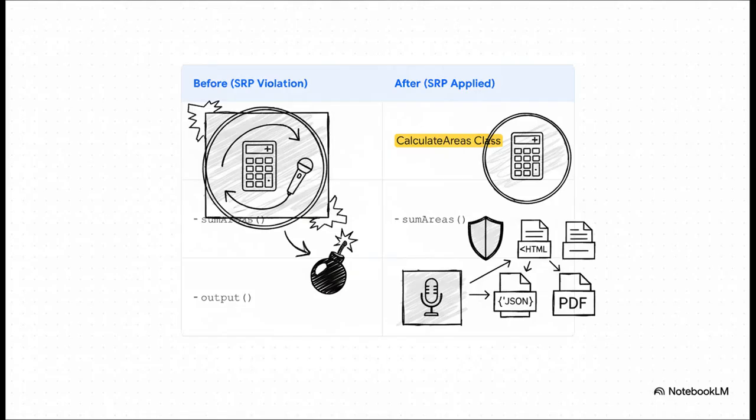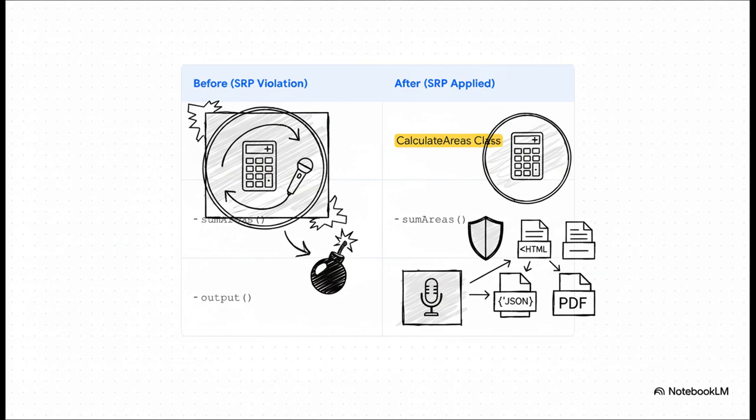So let's look at a really clear example. On the left, we've got a CalculateAreas class. It sums up the areas of shapes, and it also outputs the result. That's 2 responsibilities, right? 2 reasons to change. So if your boss suddenly says, hey, I want the output in HTML now, you have to go in and modify the entire class, even the calculation part that works perfectly fine.